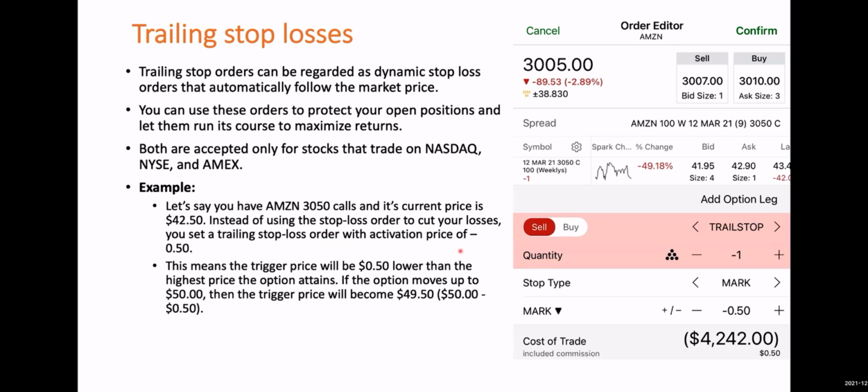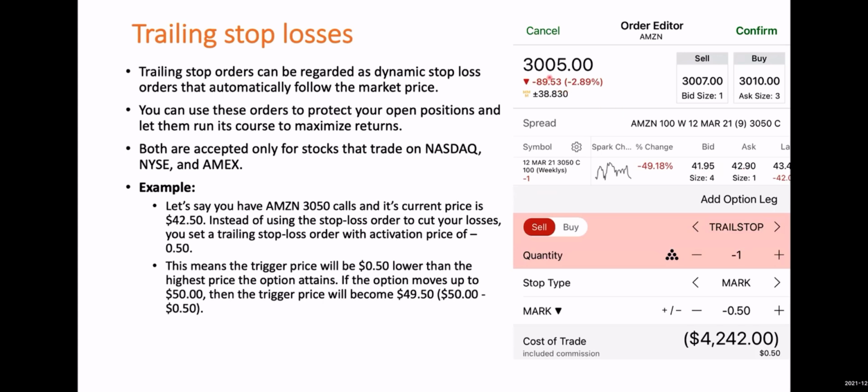So let's take a look at this example here. Let's say I originally had Amazon 3050 calls, I had 10 contracts. I took profits on 9 of them and I want to leave a runner. When I want to leave a runner, what I'm hoping is that the stock continues to go up after I exit the trade and I milk as much as I can out of this one contract as much as possible. So currently the price of this contract is $41.95, $42.90.